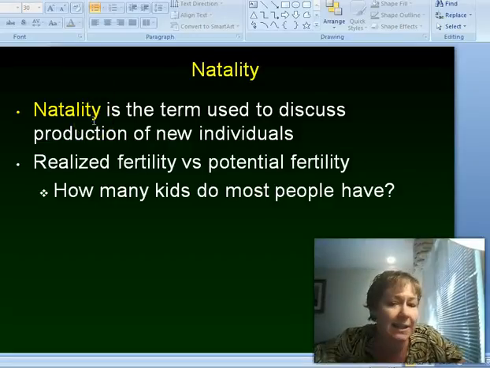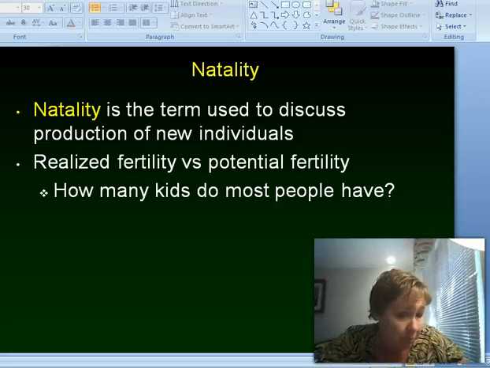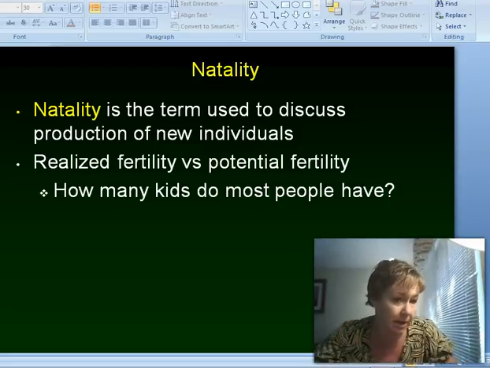Okay, natality is the term used to discuss production of new individuals, so giving birth. But it also means you might have just sprouted an arm like a hydra, or just divided yourself. So it's fertility, but it doesn't necessarily have to be sexual production. Realized fertility versus potential fertility. How many kids do most people have? Obviously humans could have more, but they don't. So it's how do animals make that decision about how many kids to have.